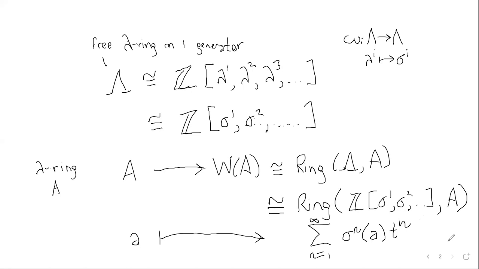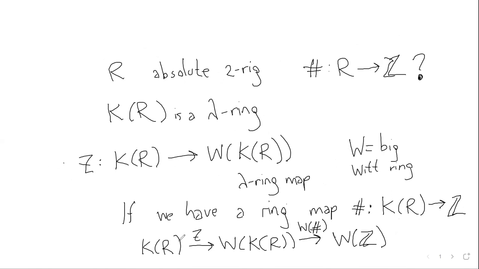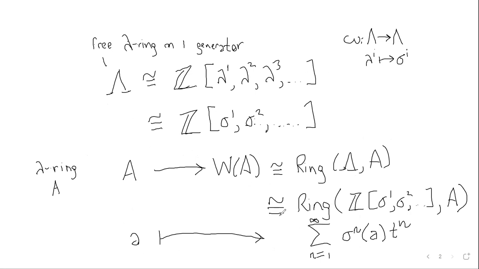So maybe just putting all the pieces together. We had this motivic zeta function for any absolute two rig. I'm still just calling it a motivic zeta function just to sound cool, but it's just a thing you get for any absolute two rig. And then if you write it out in this style of description of the big Witt ring, then you get something like this.